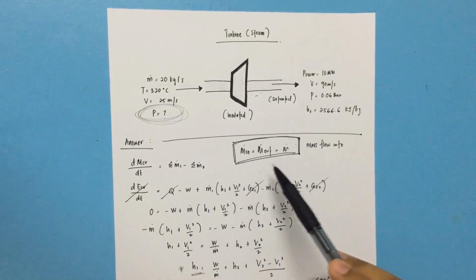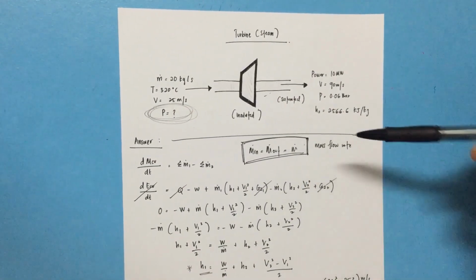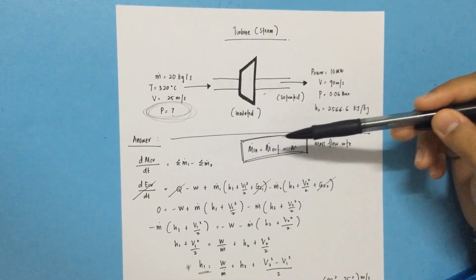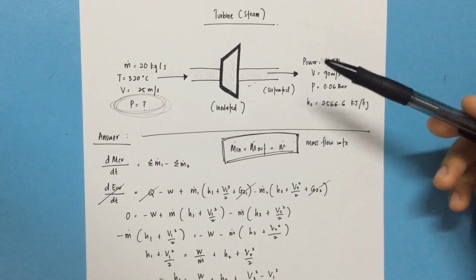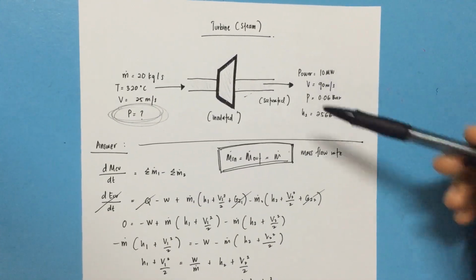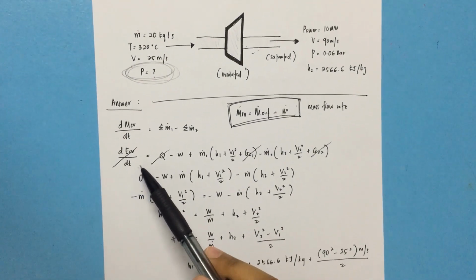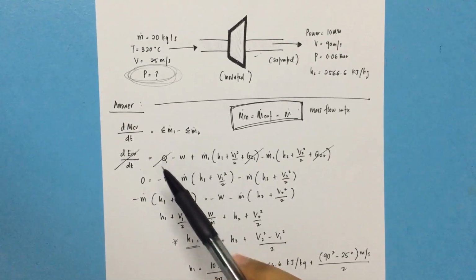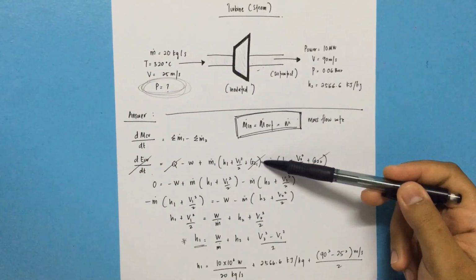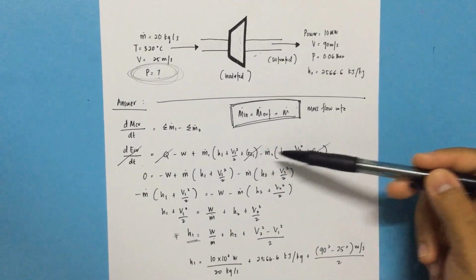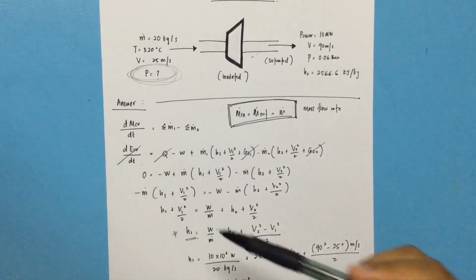Here are some of the assumptions that we need to make to simplify our calculation. This is m in equal to m out equal to only one mass flow rate. This is because the steam turbine only has one in and one out for the steam itself. So here I cancel out the heat transfer because the system is insulated, the control volume is insulated. And here I cancel out the potential energy for both 1 and 2 because it is a steam turbine. So proceed with the next step.